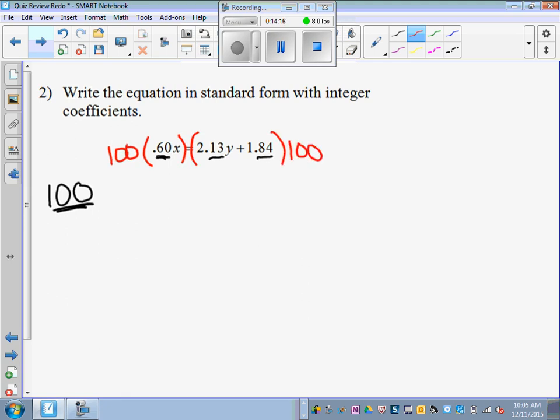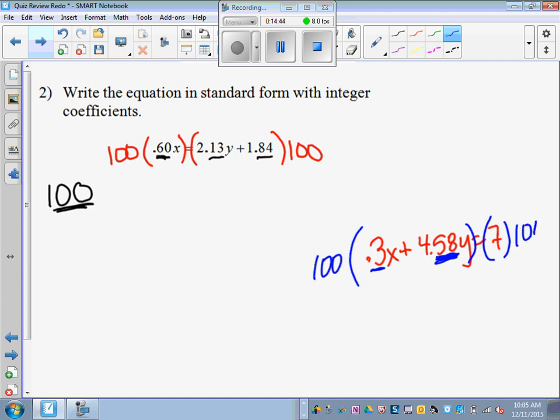Now I do want to caution you with something. Let's say I had 0.3x plus 4.58y equals 7. Caution. Here I have 1 after the decimal place, 2 after the decimal place, and none after the decimal place. Go with the largest one. We have 2 after the decimal place, so multiply by 100 here.